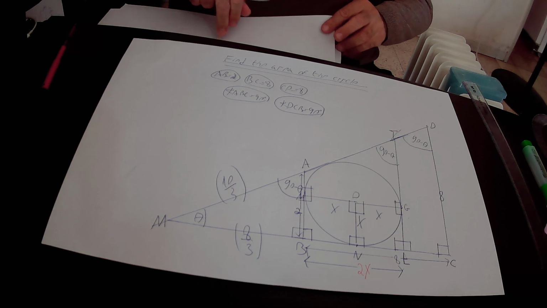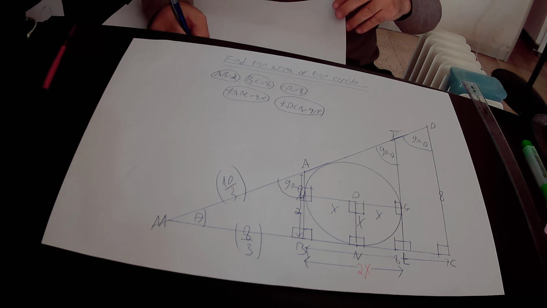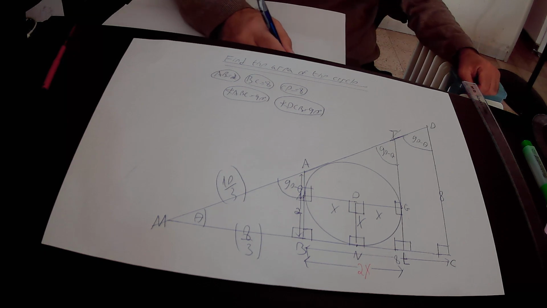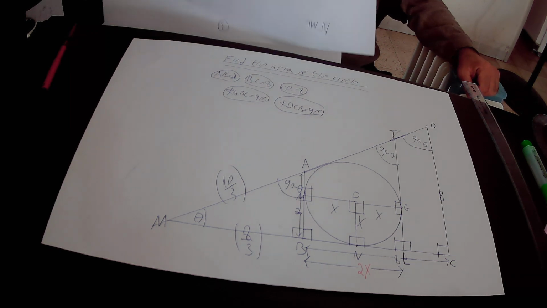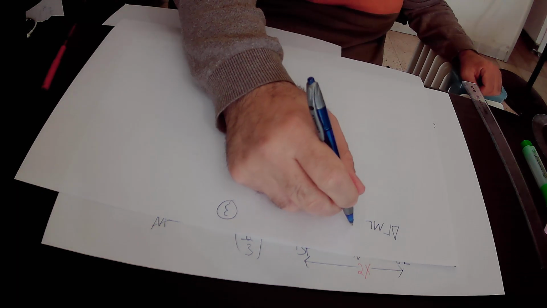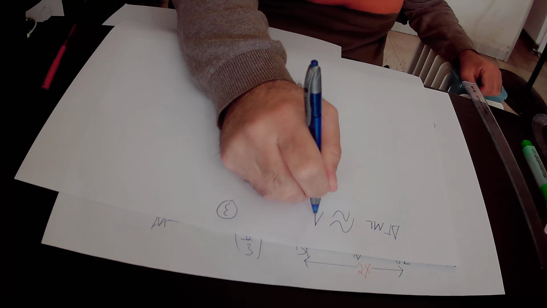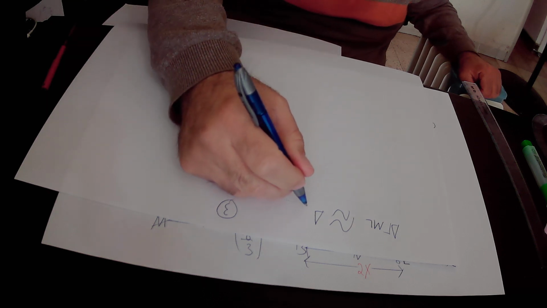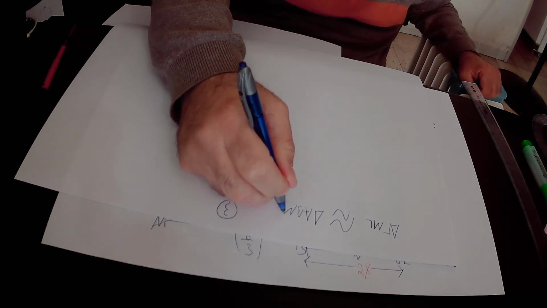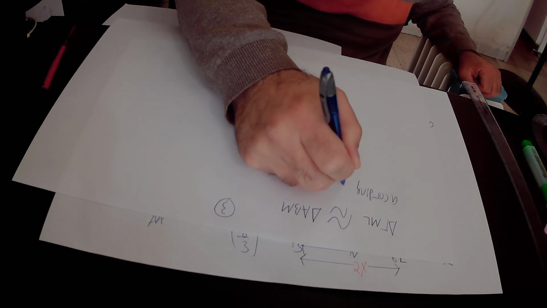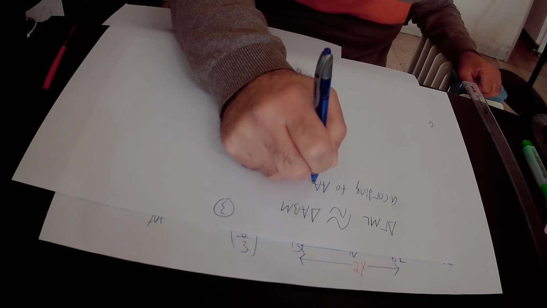So we actually proved that the big triangle TML is similar, this is the sign of similar, to the small triangle ABM, according to the angle similarity rule.